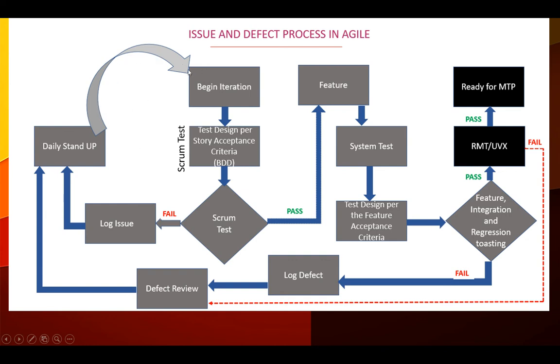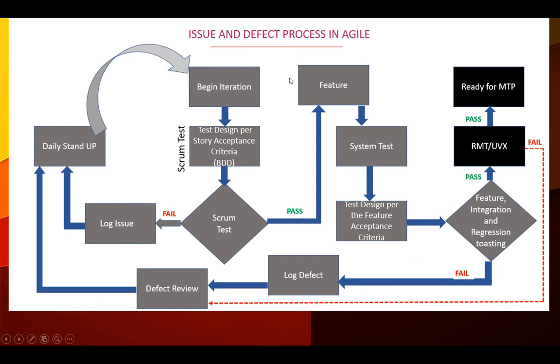And once the development team is about to fix that issue, we'll move the story back to the coding column. And once the development team fixes that issue, they'll move it to the Scrum test, and again we'll test it. It may fail again or it may pass, and it will move to feature. So we are clear with this.